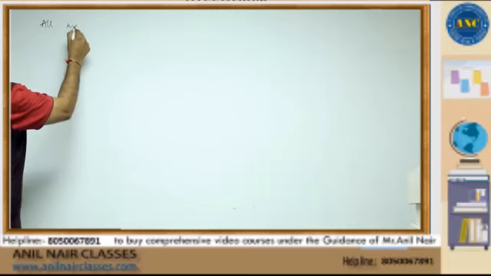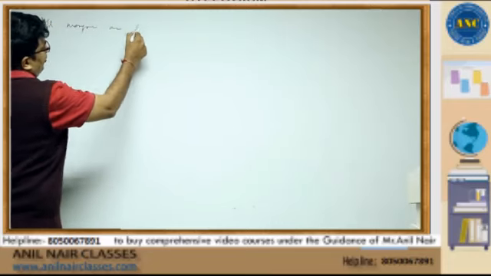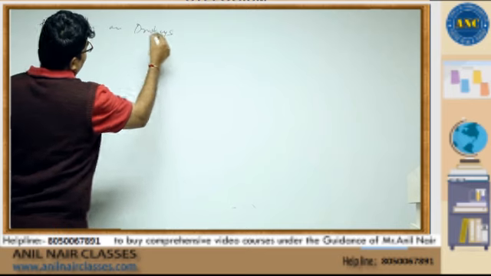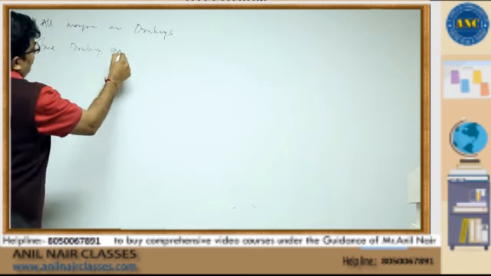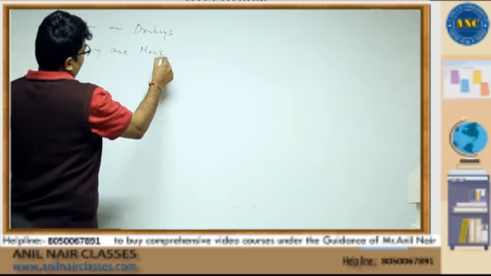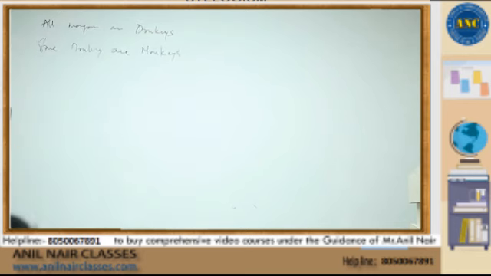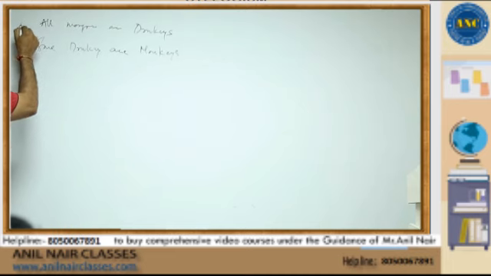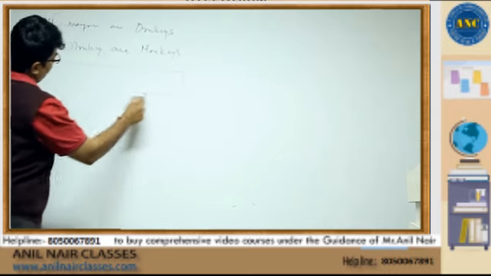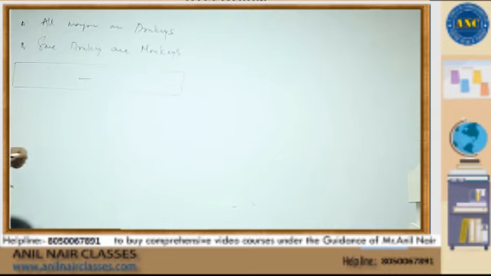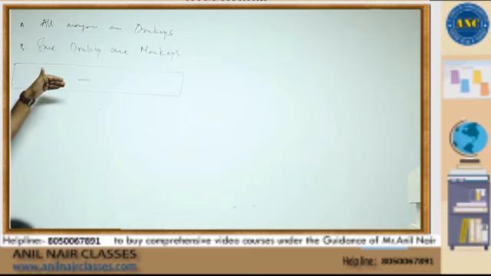Take some example: all mangoes are donkeys, and some donkeys are monkeys. So basically you have two statements given to you in a syllogism question typically, two statements that we call statement A and statement B, and you're supposed to identify a deductive logic from the given two statements. And you have various forms of the same type of question which is asked in syllogisms.